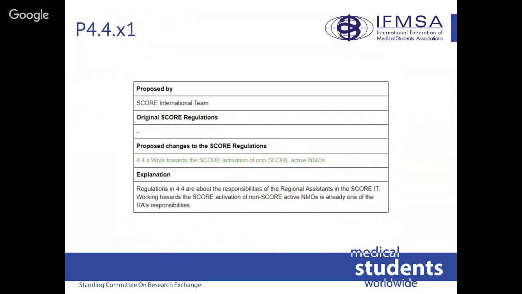The next proposal, 4.4.x, says to work towards the SCORI activation of non-SCORI active NMOs. This has to do with the task of the regional assistants in the SCORI IT. This is currently being done, so we would like it to be considered part of the regulations that RAs work in the activation of non-SCORI active NMOs.